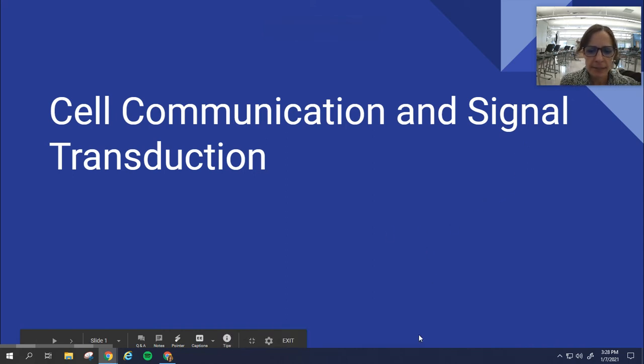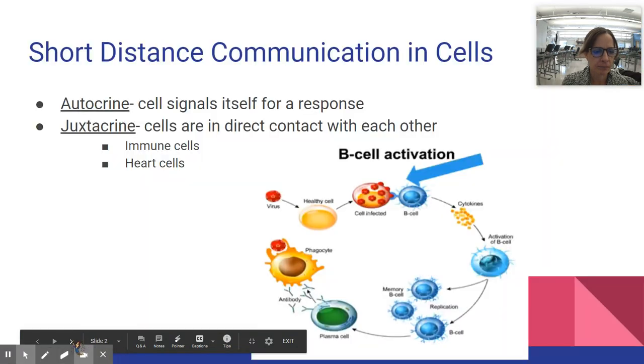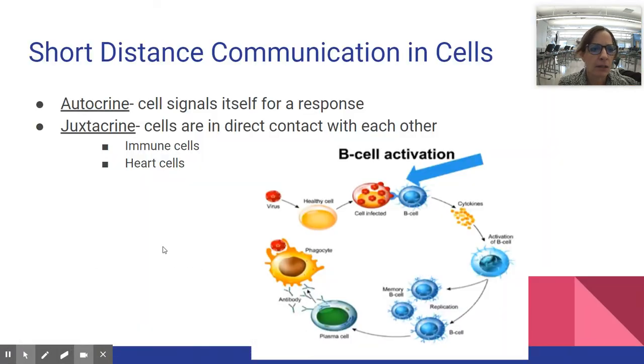Hi everybody. Today you're going to learn about cell communication and signal transduction. There are two main ways cells can communicate with each other, either in short distance or long, far away.